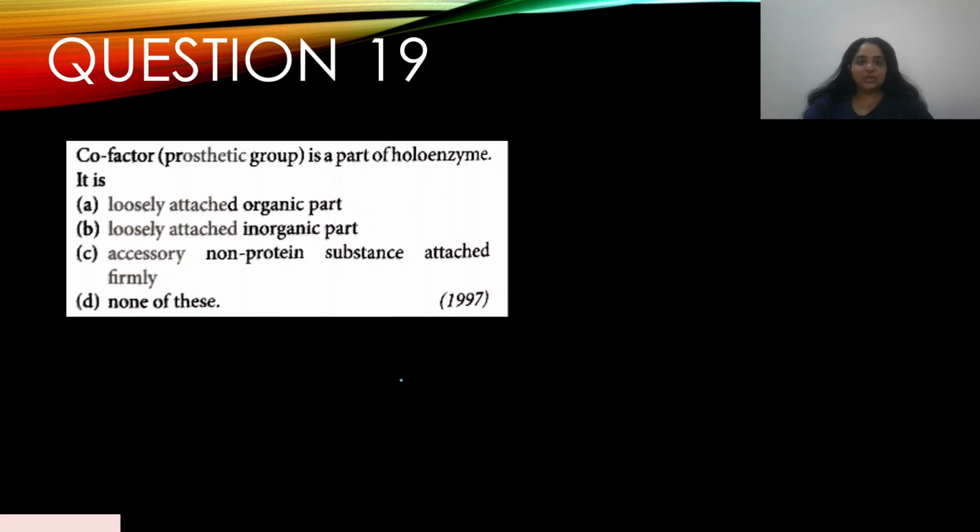Question number 19. Cofactor prosthetic group is a part of holoenzyme. Now it is A, loosely attached organic part, B, loosely attached inorganic part, C, accessory non-protein substance attached firmly, D, none of these. This appeared in the year 1997. We looked at different cofactors previously, the definitions of the different types of cofactors. In this case, they're particularly talking about prosthetic group, and it is an accessory non-protein substance attached firmly. So the answer is C.